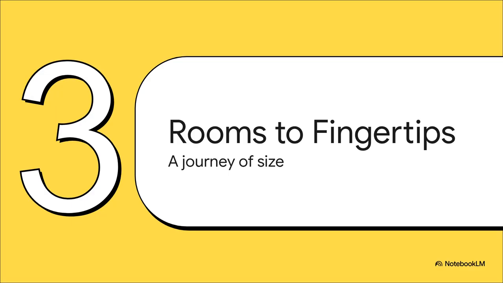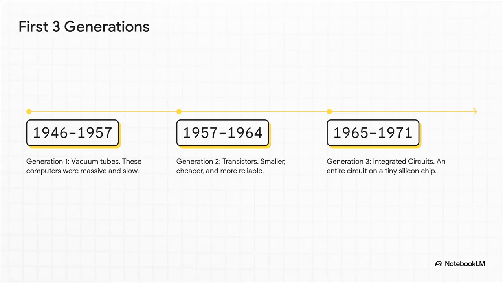So we've got the logical structure down, but the physical story of the computer, wow. It is one of the most incredible journeys in the history of technology. It's a story all about unbelievable miniaturization. The very first generation of computers used these things called vacuum tubes. And they were massive. I mean, they filled entire rooms and were incredibly slow.